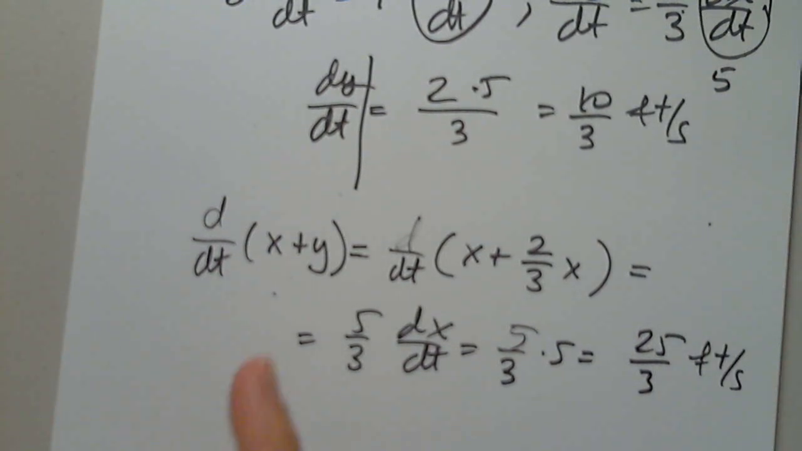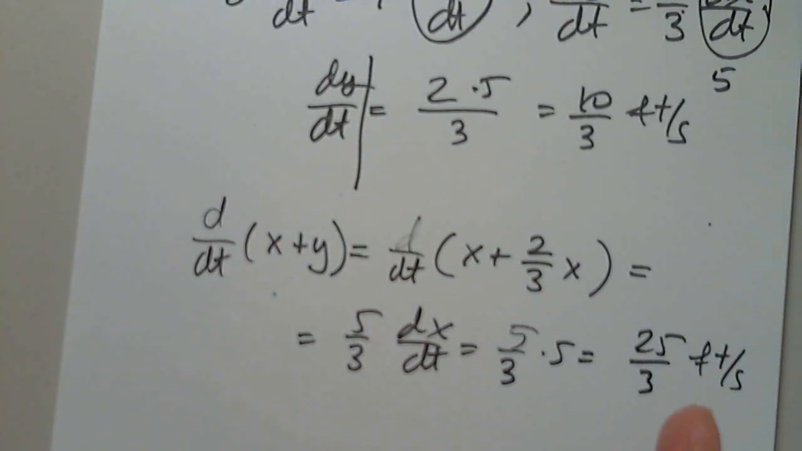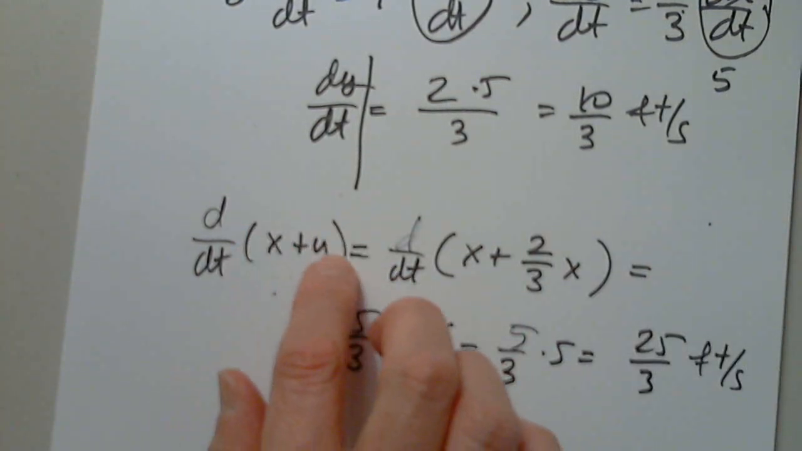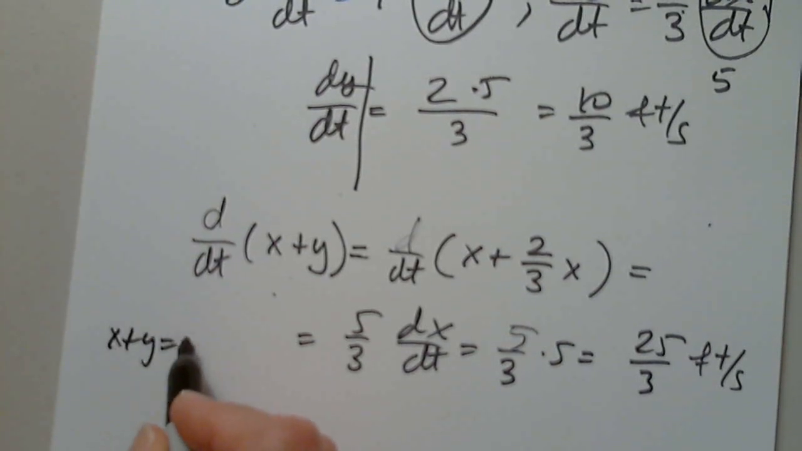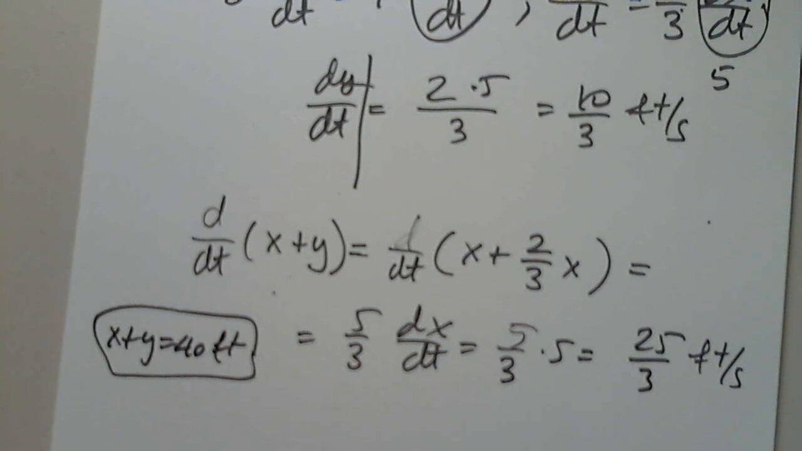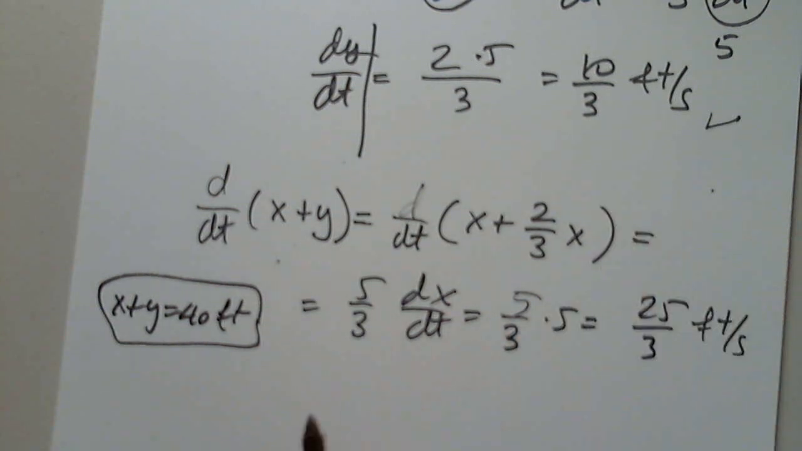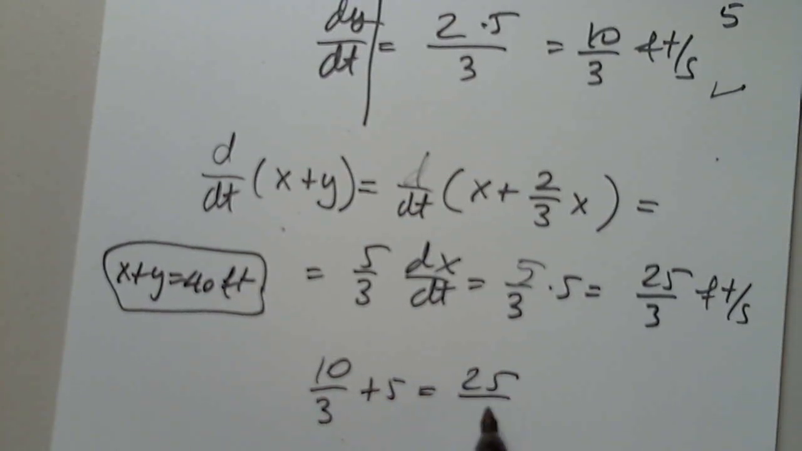So this is dy over dt, that's what we have to calculate. And we have to add 5 to it because they want us to determine this. But 40 has no meaning here. So x plus y equals 40 feet, there is nothing we have to do. So dy over dt is correct. We can just say 10 divided by 3 plus 5, so that's 15, so that's 25.